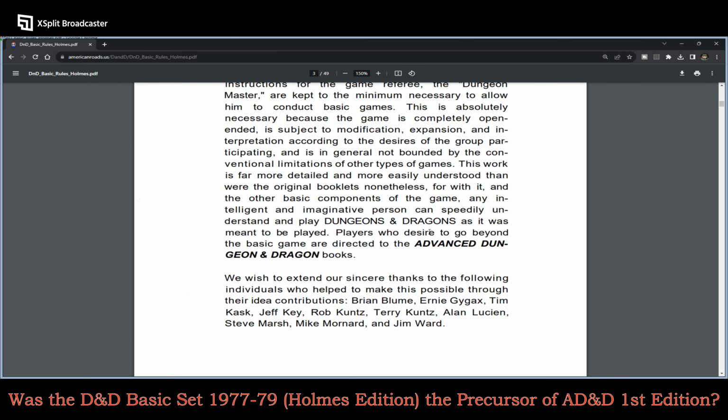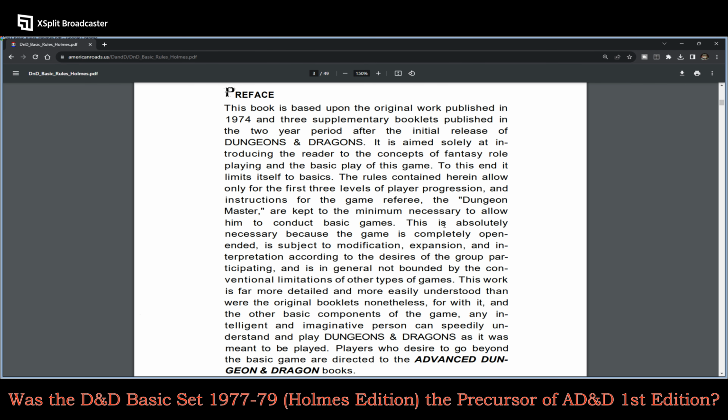And we go through here, and right here, this book is based upon the original work published in 1974 and 3 supplemental books published in the 2-year period after the initial release of Dungeons & Dragons. It is aimed solely at introducing the reader to the concepts of fantasy role-playing and the basic play of this game. To this end, it limits itself to basics. The rules contained herein allow only for the first 3 levels of player progression, and instructions for the game referee, the Dungeon Master, are kept to a minimum necessary to allow him to conduct basic games.